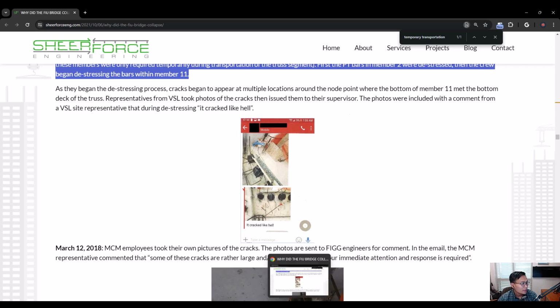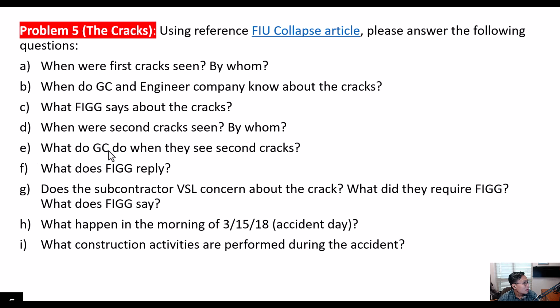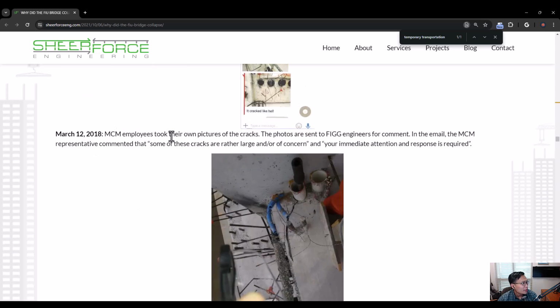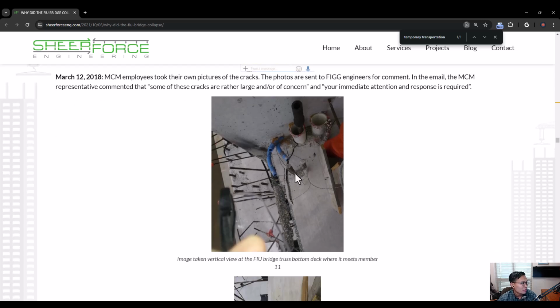And then what do the GC do when they see the second crack, and what does FIC reply? So let's continue with that. You see MCM over here sent some employees to take photos of the crack. It looks very bad over here. It's a serious problem. You see this one is a big crack. And they emailed FIC. So they sent some employees over there, took photos of the crack, and also sent the photos to FIC as well.